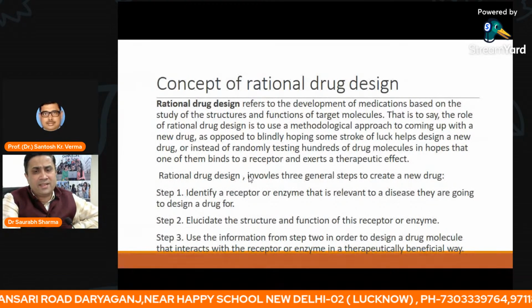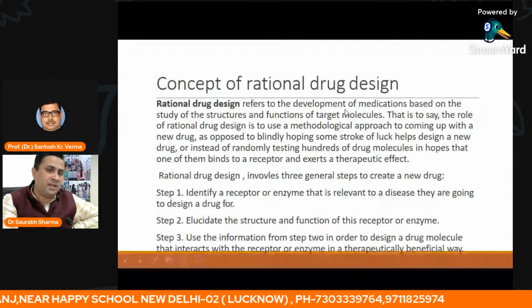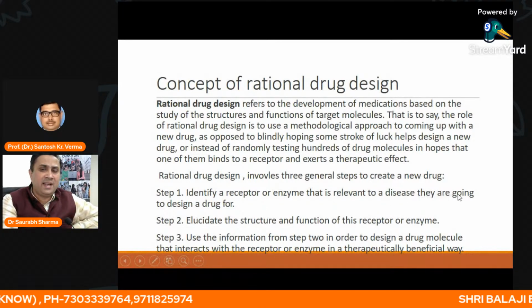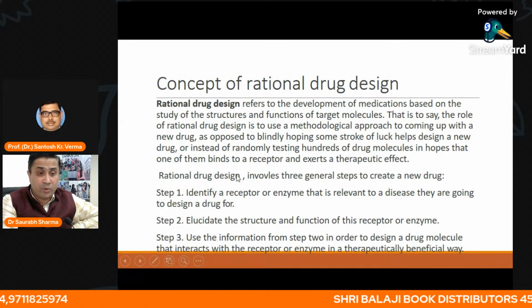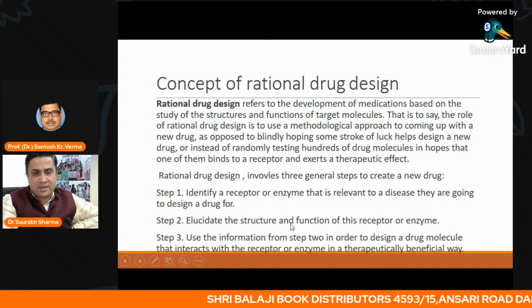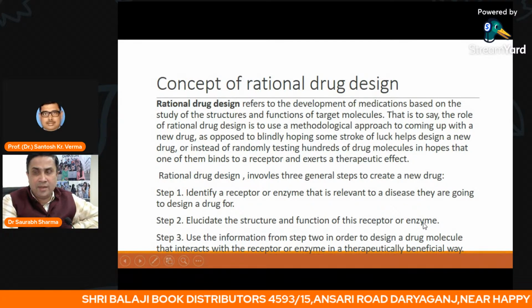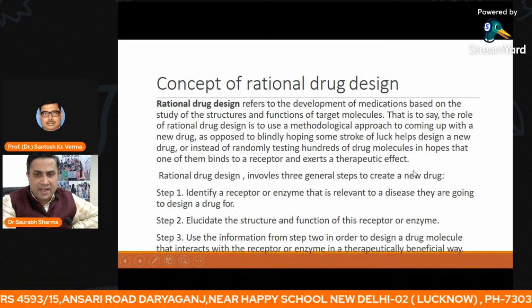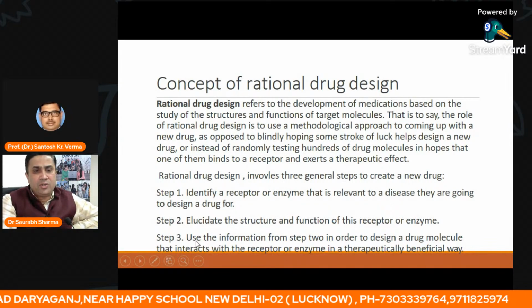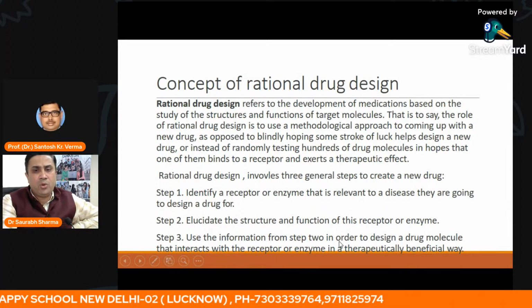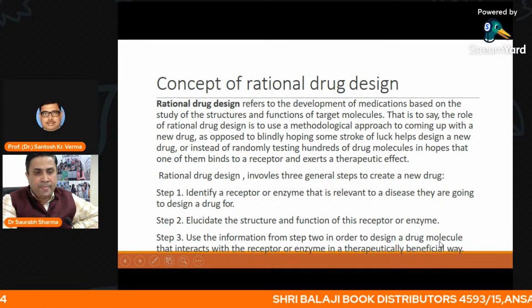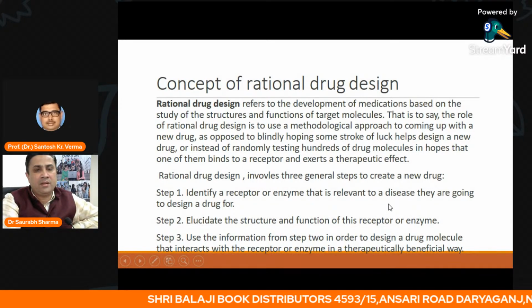And it basically involves three general steps. Identify a receptor. Now here you understand the difference. Identify a receptor or enzyme that is relevant to a disease that they are going to design a drug for, the first point. The second point is elucidate the structure and function of this receptor or enzyme. So you should know the structure and function of the receptor or enzyme or any other biological target which you are focusing on. Then use the information from step 2 in order to design a drug molecule that interacts with the receptor or enzyme in a therapeutically beneficial way. So these are the three basic steps which I will emphasize.